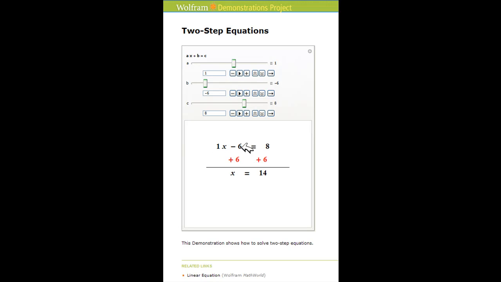Okay, how about x minus 6 equals 8? What number minus 6 equals 8? Well, to solve this, you're going to add 6 to both sides. You want to get x by itself. So you add 6. And 8 plus 6 is 14. So 14 minus 6 is 8.